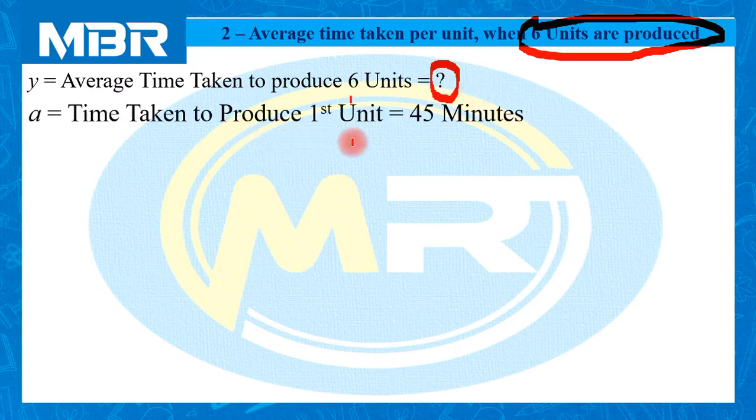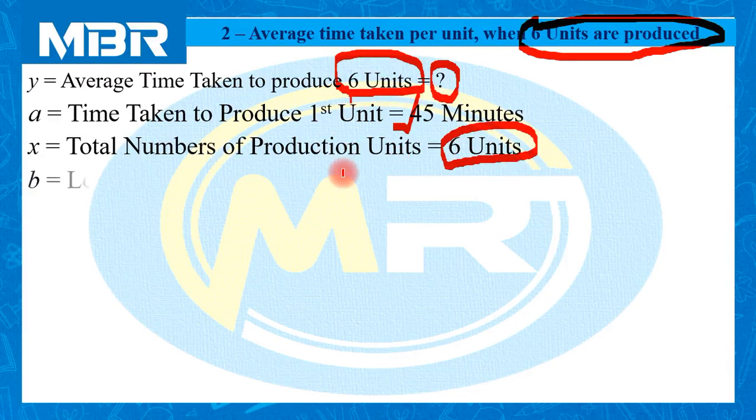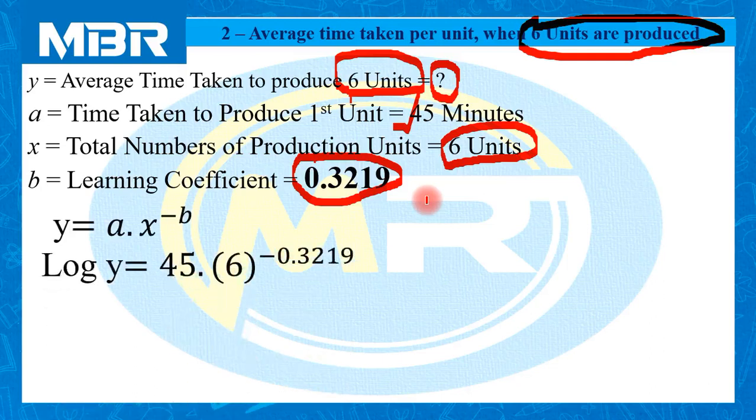A, the time taken to produce the first unit, remains the same, 45 minutes. Total number of production units is 6. Just check it. Here we need to produce 6 units, and here the average time taken is also for 6 units. Learning coefficient 0.3219, that we have completed just before a moment. Now it is very simple. The formula is y is equal to a multiplied by x raised to b. Simply enter the values in the formula.